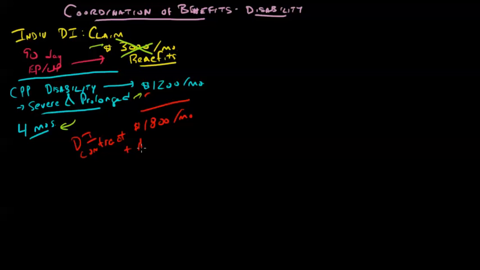Plus, you're also getting the $1,200 a month from your CPP. So you're still getting your full $3,000 a month, just that now you're getting it from two sources.